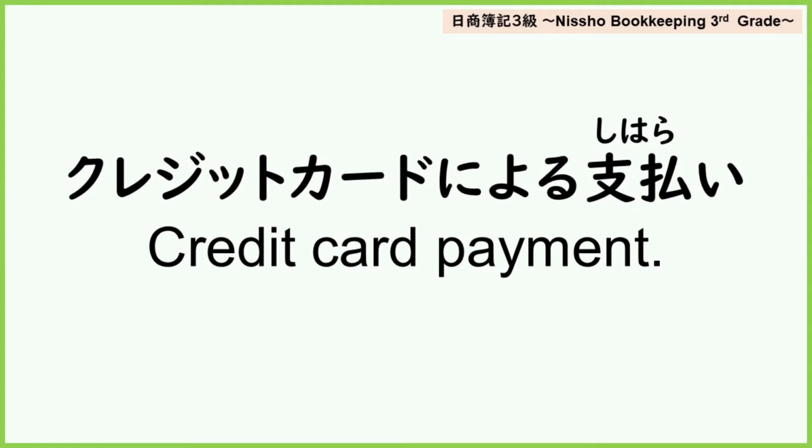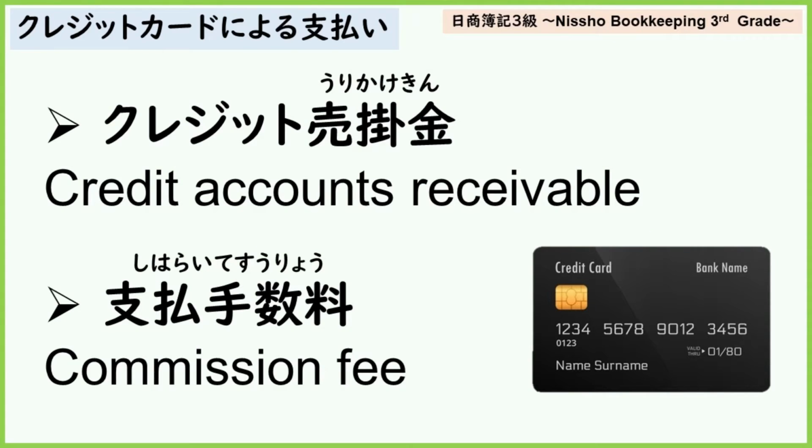The third content. Credit card payment. In transactions involving the use of credit cards, please consider the perspective of the seller. When a customer purchases merchandise using a credit card, the seller cannot receive cash on the spot. The right to receive cash later is recorded as credit accounts receivable. Additionally, the fees paid to the credit card company are processed under an account called commission fee. Thanks to credit card companies, customers can make payments using credit cards, contributing to the revenue of the store. This entails paying fees as compensation for this service.